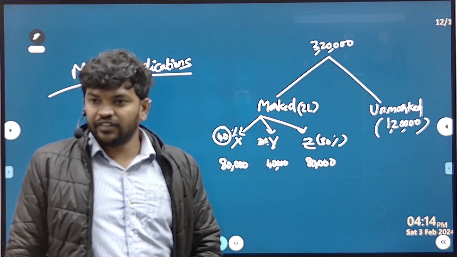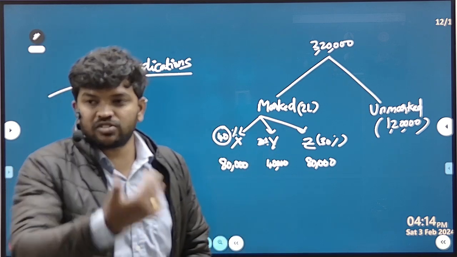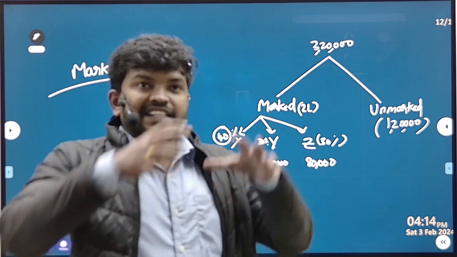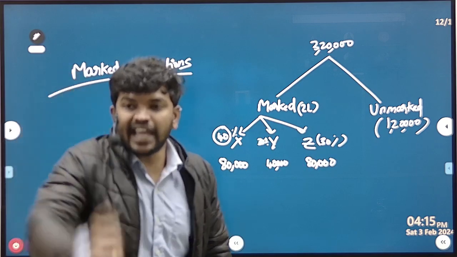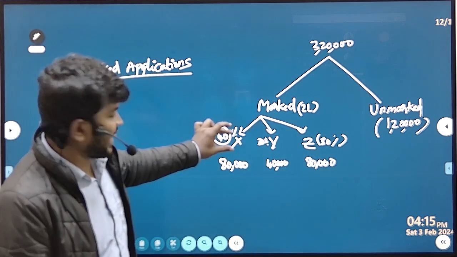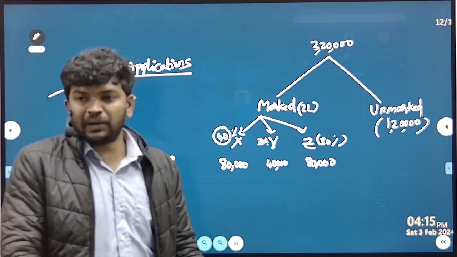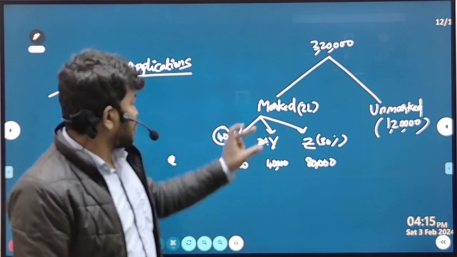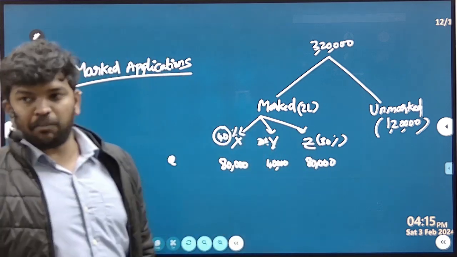If X is doing some advertisement and in response some shareholders are buying the shares of the company, on those share applications X will give his stamp. That is called marked applications of X. Similarly, Y is also advertising, Y is also invoking the public. Y will also give a stamp on certain applications received. So marked applications of Y, similarly Z. Understood? This is the concept of marked applications.